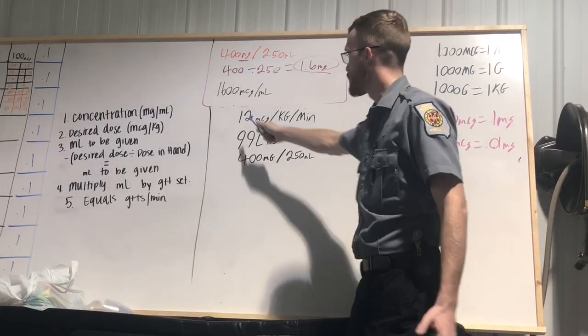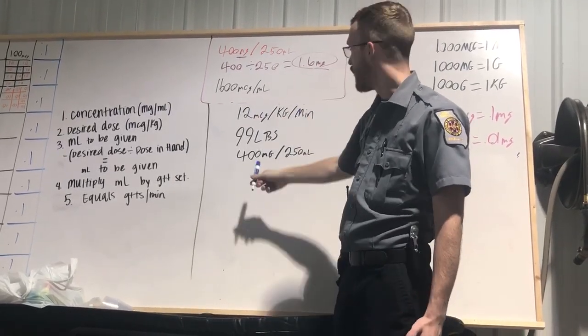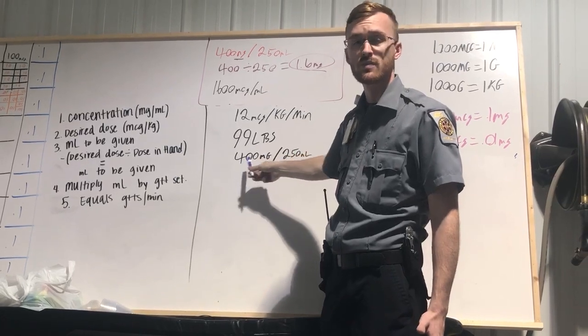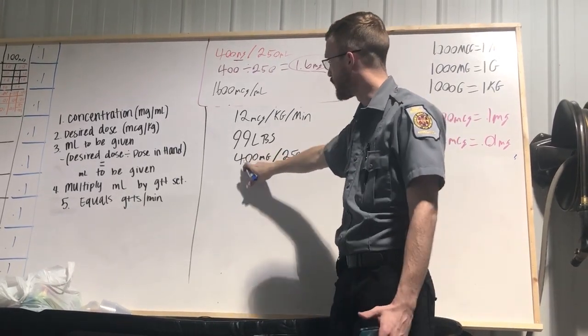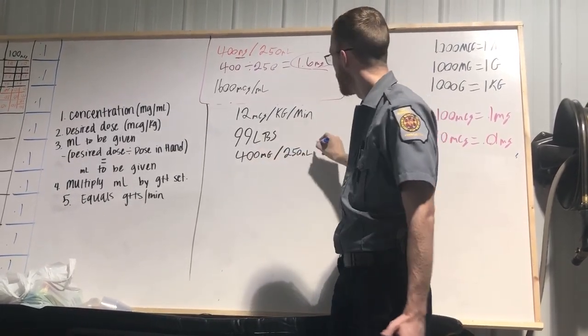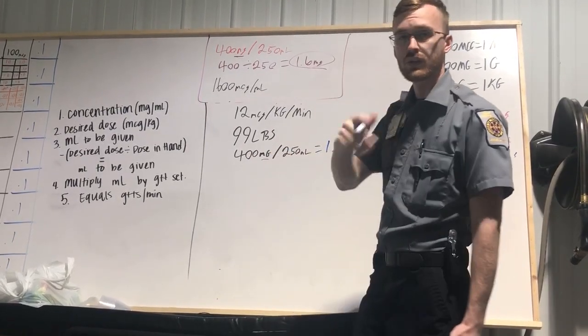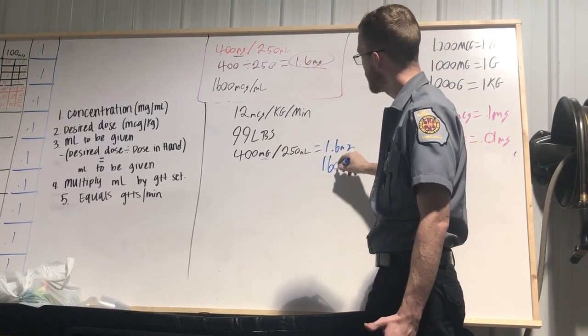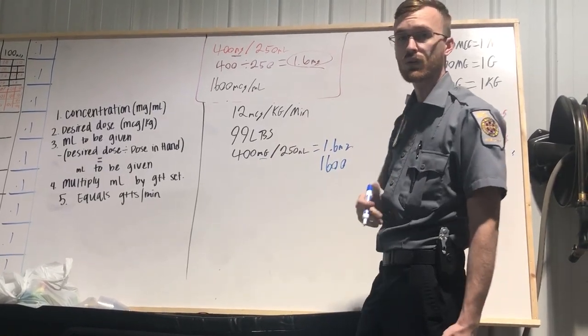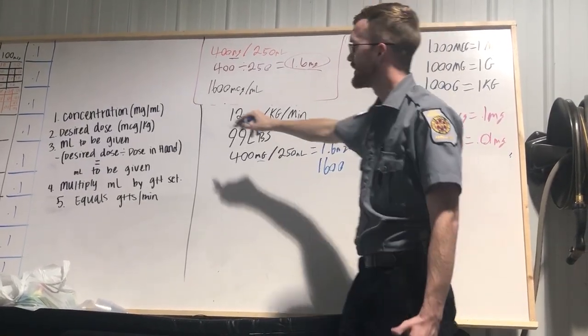So we have 12 micrograms per kilogram per minute. Our concentration is 400 milligrams in a 250 bag. So I'm going to do 400 divided by 250, and then it's going to equal 1.6 milligrams, because I have 400 milligrams, which equals 1,600 micrograms. Now, so that is my concentration.